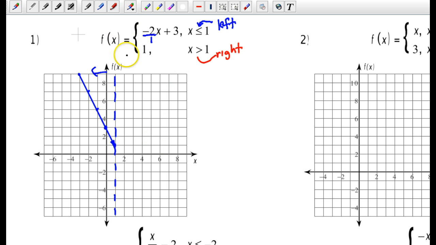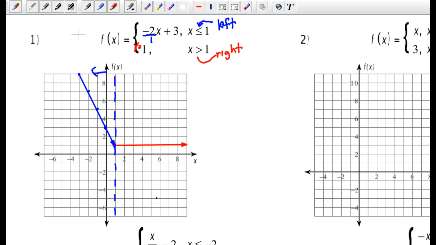But then on the right side, everything greater than 1, that's 1, 2, 3, 4, all these x's that are greater than 1, we're going to graph y equals 1, which is just a straight line. There you go.